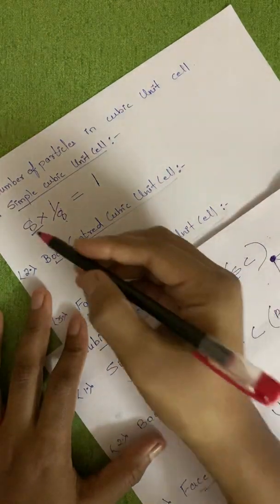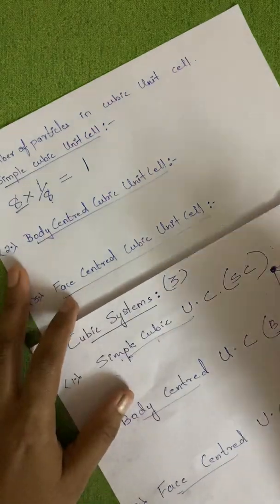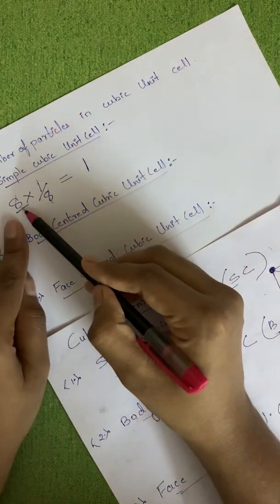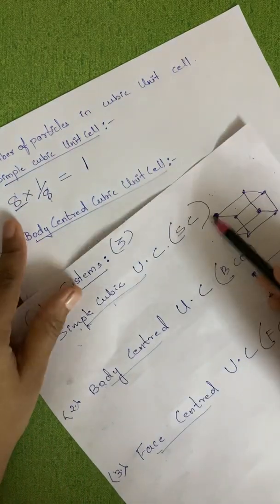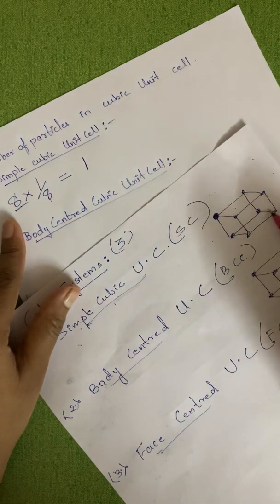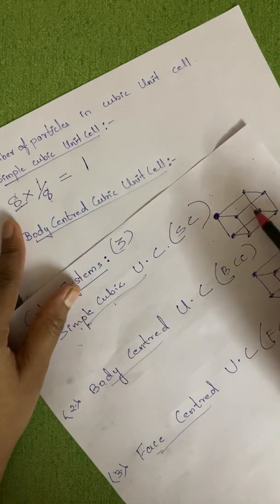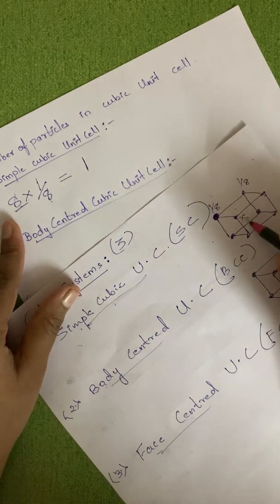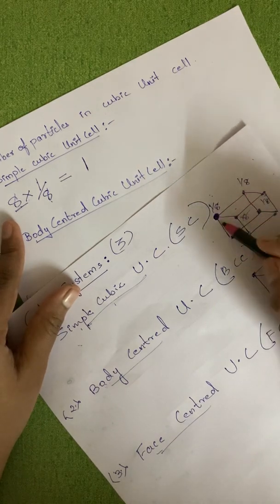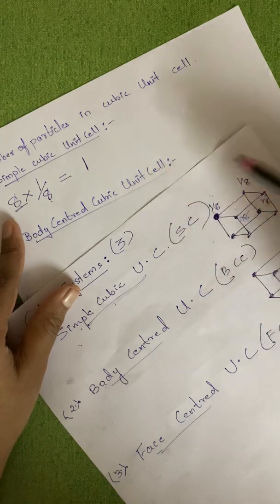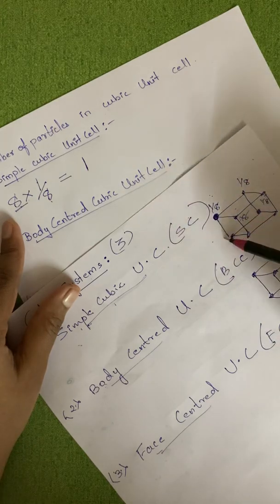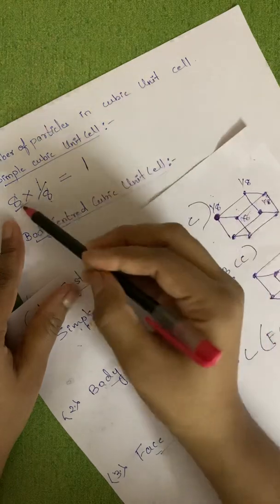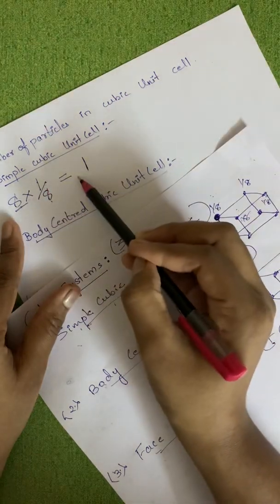Hopefully this is clear. Again, the corners are 8: 1, 2, 3, 4, 5, 6, 7, 8. In each of the 8 corners, 1/8 part will be there. So how many 1/8 parts are there? 8 parts of 1/8: 1, 2, 3, 4, 5, 6, 7, 8. Therefore, 8 multiplied by 1/8 is equal to 1.